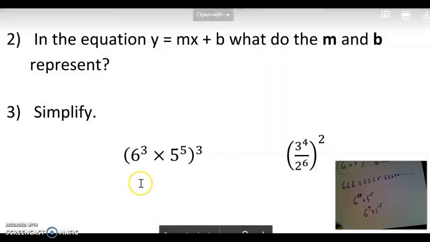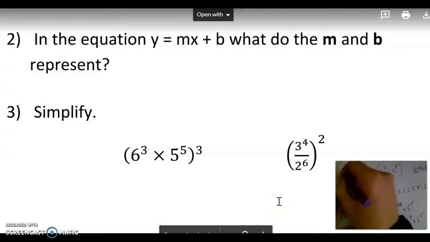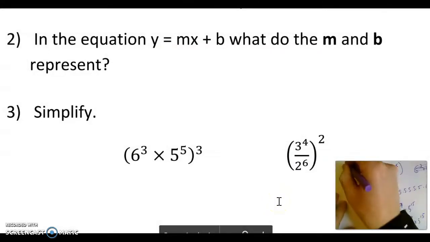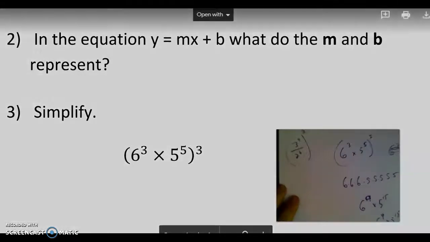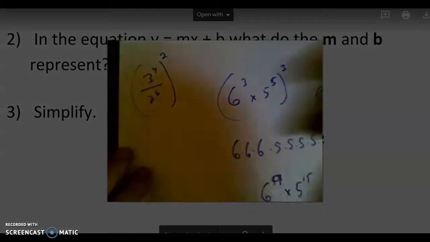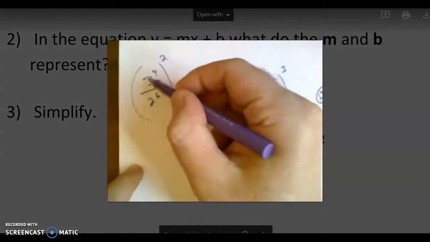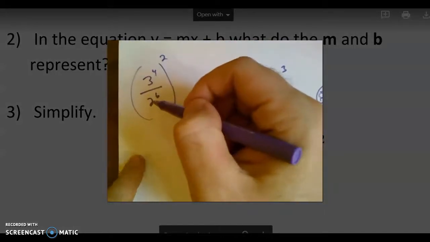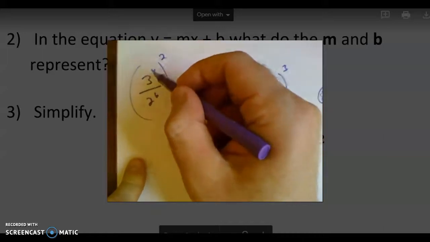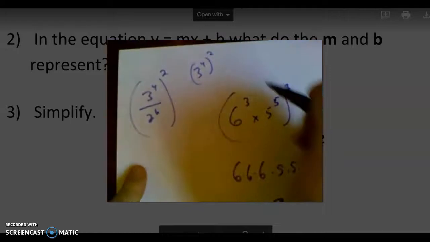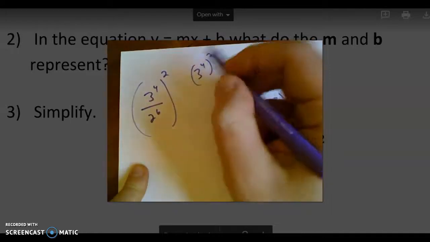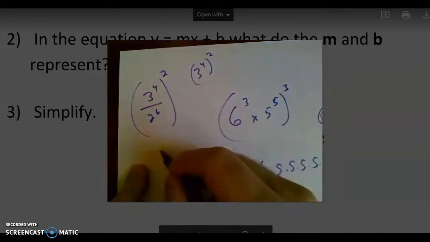The second problem for number 3 deals with division. So 3 to the 4th divided by 2 to the 6th, all of that raised to the second power or squared. So it kind of works the same way. These are different bases. We can't really do anything with those. But 3 to the 4th squared, if I were to just solve that, I would get 3 to the 8th power. 4 times 2 is 8.